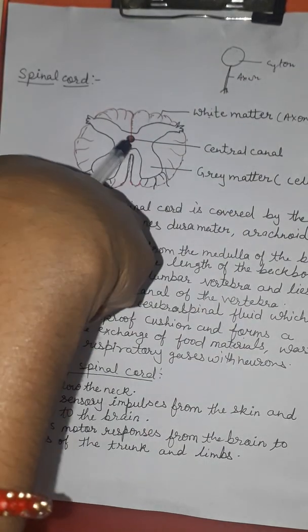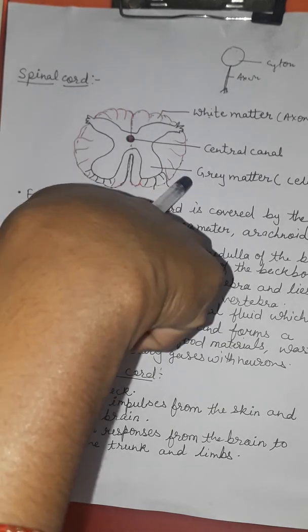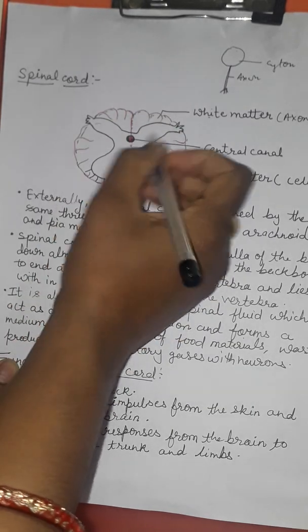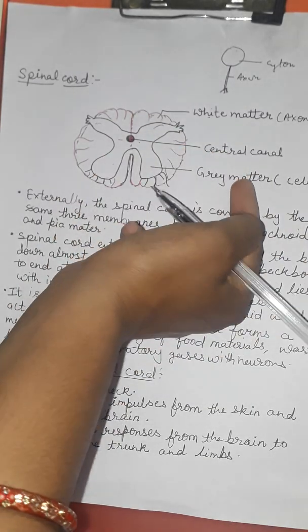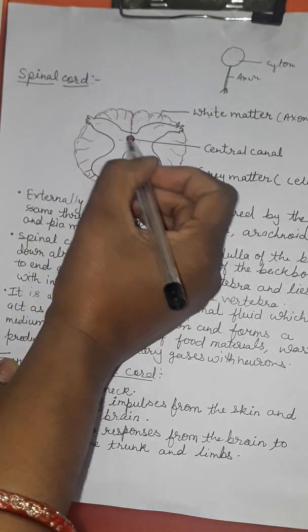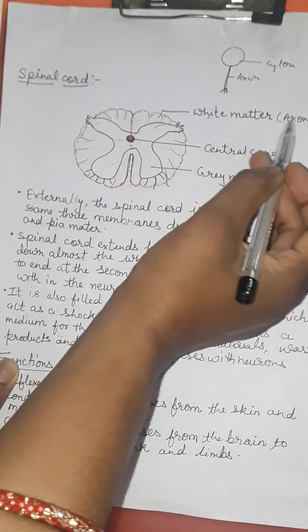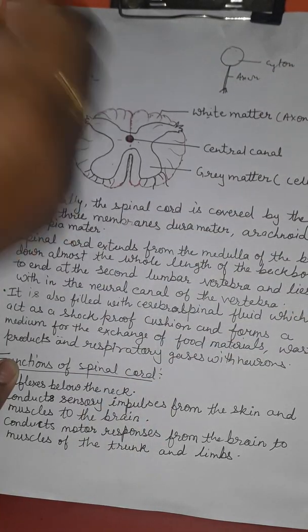Here in the center, the central canal is situated in the middle and grey matter is inside. The H-shaped structure is grey matter, and the outer part is white matter. In the center is the central canal, grey matter contains cell bodies and white matter contains axons.